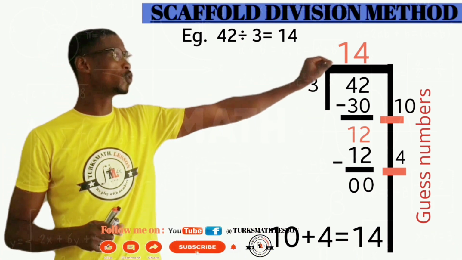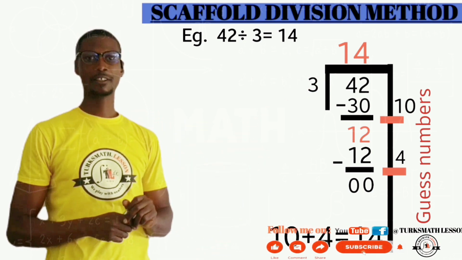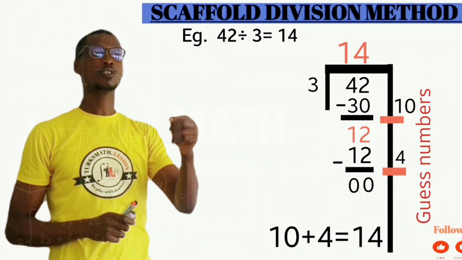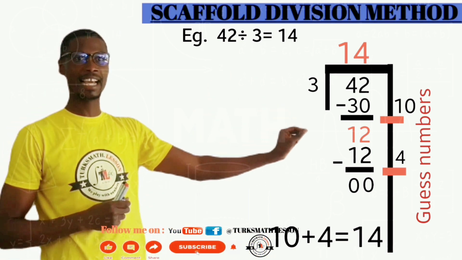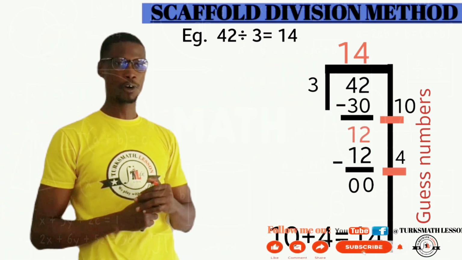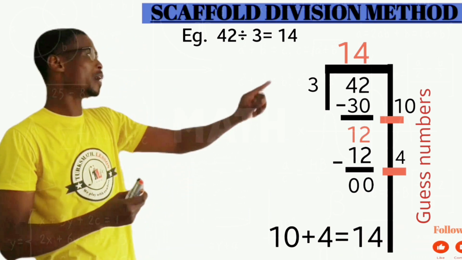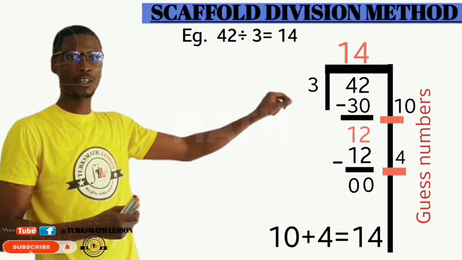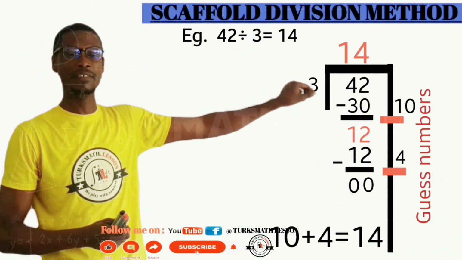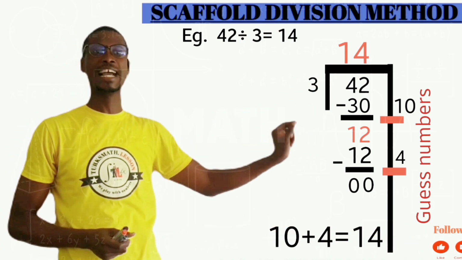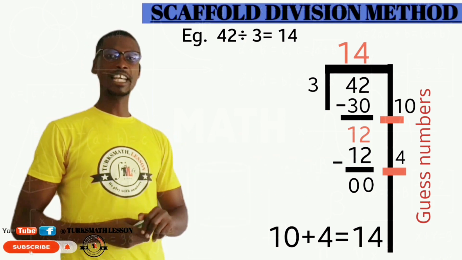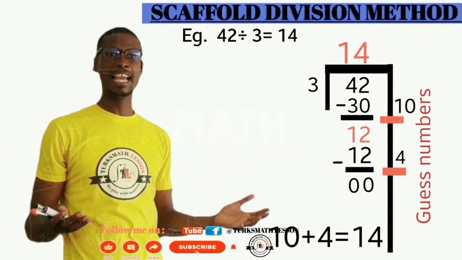So 42 minus 30? 12. Very good. So you get another number again. At the side there, I have 4. So I multiply 4 by the divisor. 4 times 3 will give us 12. When you subtract 12 minus 12, we get what? 0. Do you have any number there again? No.